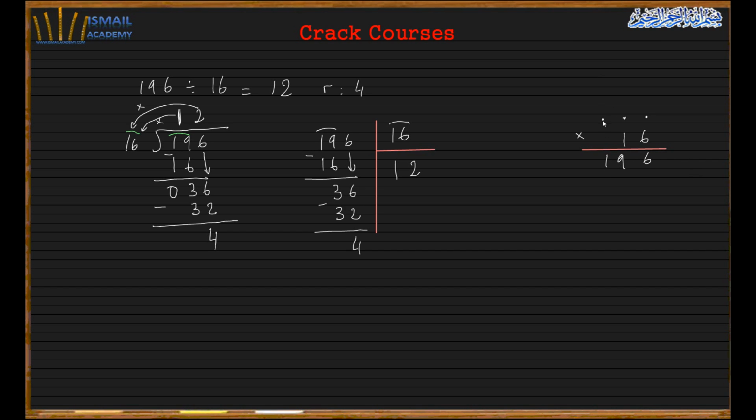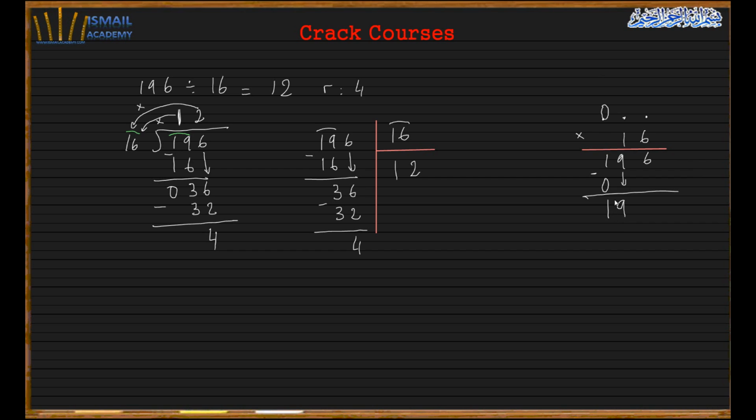So I'm going to say, okay, which number here times 16 will give me 1? There's no number times 16 that gives me 1. So what I put here, I put 0. So 0 times 16 is 0, so I put 0 under it here. 1 minus 0 is 1. So 1 is less than 16, so I move down the 19.